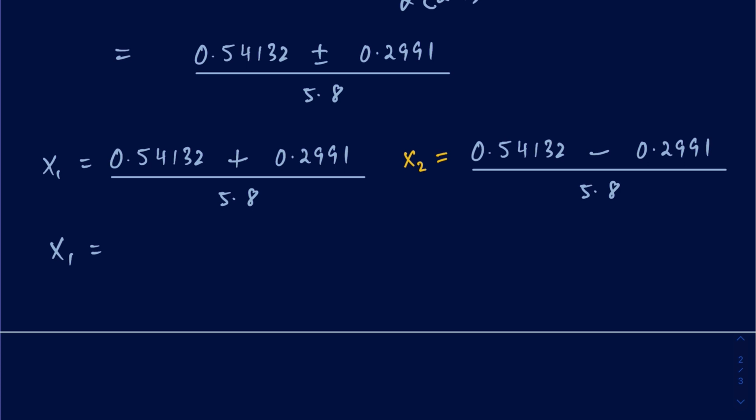Your x1 is going to be 0.54132 plus 0.2991 and divide that by 5.8. So it's going to be 0.1449, and your x2 here is going to be 0.54132 minus 0.2991 and divide that by 5.8. So it's 0.0417.